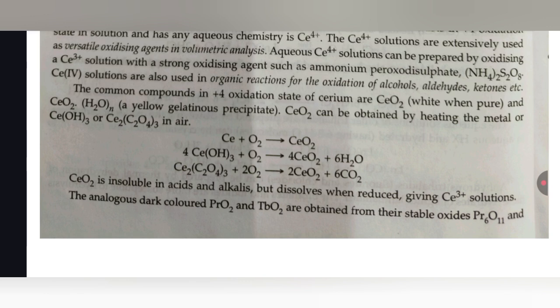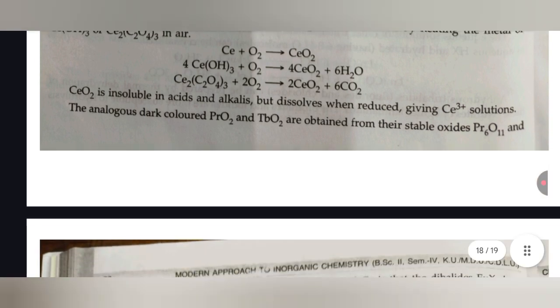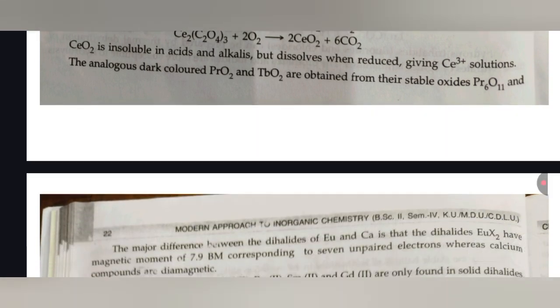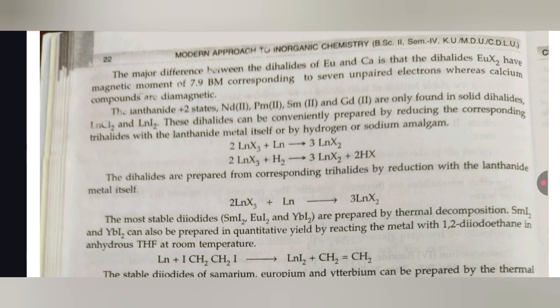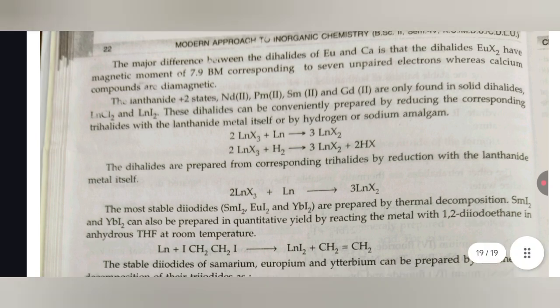The common compounds in +4 oxidation state of cerium are CeO2, white when pure, and CeO2·xH2O, and a gelatinous precipitate. CeO2 is insoluble in acids and alkalis but dissolves when reduced, giving Ce3+ solution. The analogous dark colored PrO2 and TbO2 are obtained from their stable oxide Pr6O11. A major difference between the dihalides of europium and calcium is that the dihalides of europium have a magnetic moment of 7.9 BM corresponding to 7 unpaired electrons, whereas calcium dihalides are diamagnetic.